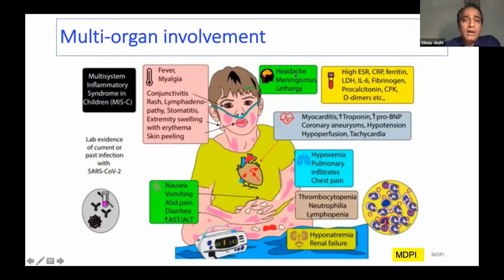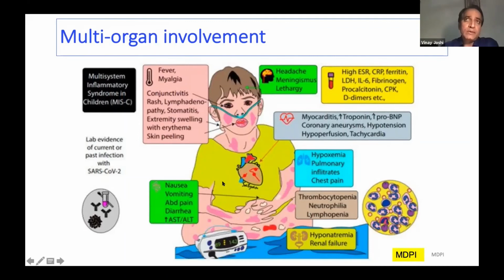Child will have headache, lethargy, sometimes signs of meningeal irritation. Cardiac wise, we already discussed, child can have myocarditis, hypotension, shock, coronary artery abnormalities on 2D echo, and elevated cardiac markers like troponin and proBNP. Respiratory symptoms of hypoxemia, respiratory distress. You can see the pulmonary infiltrates on the X-ray.